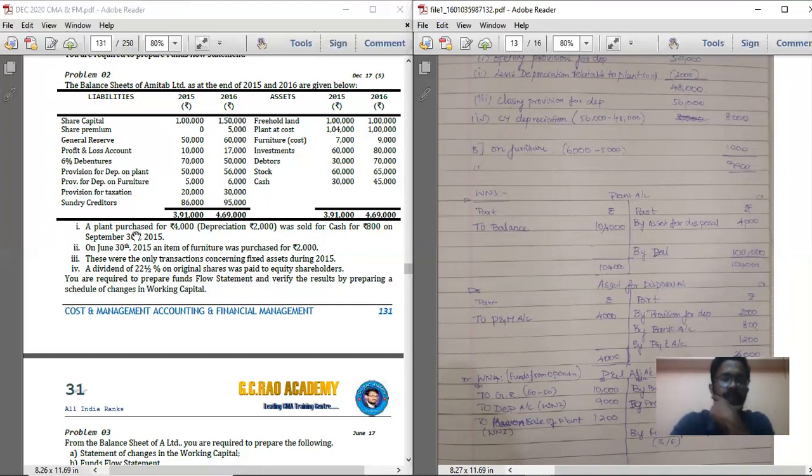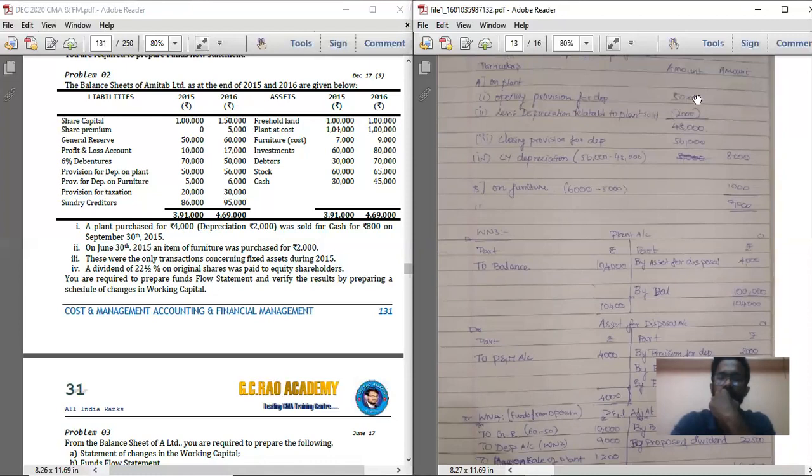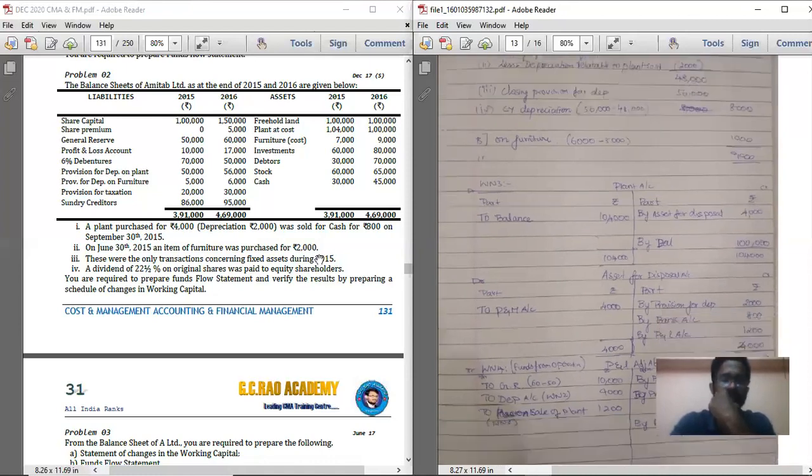And see, a plant was purchased for 4,000. So the original cost of the plant is 4,000. Depreciation is 2,000. This depreciation we have taken off, we have removed that from the provision for depreciation account. Whereas the original cost of 4,000 should be removed from the plant account. So by asset for disposal, the total cost of 4,000 you should remove. By asset for disposal, in the amount column record how much is the asset which has been disposed of. A plant purchased for 4,000, so the original cost is 4,000. Credit side record by asset for disposal 4,000 rupees.